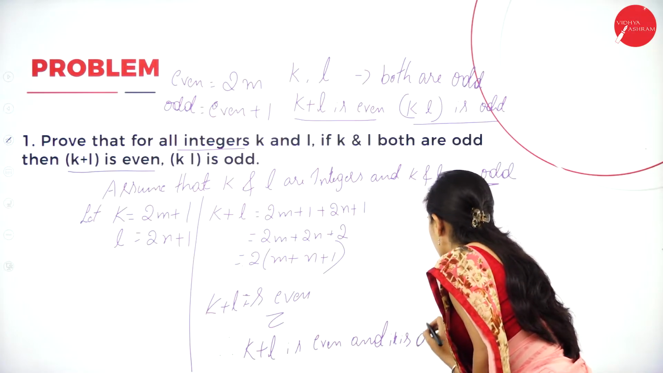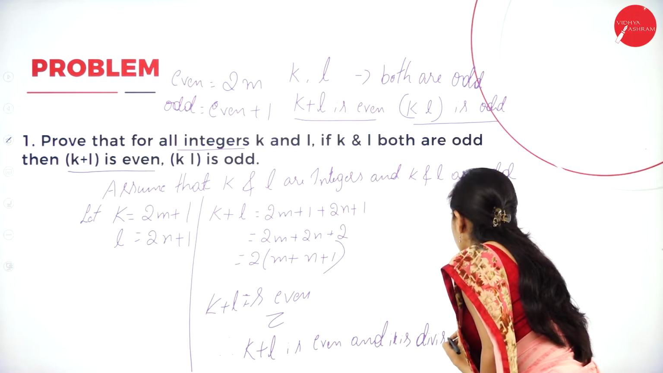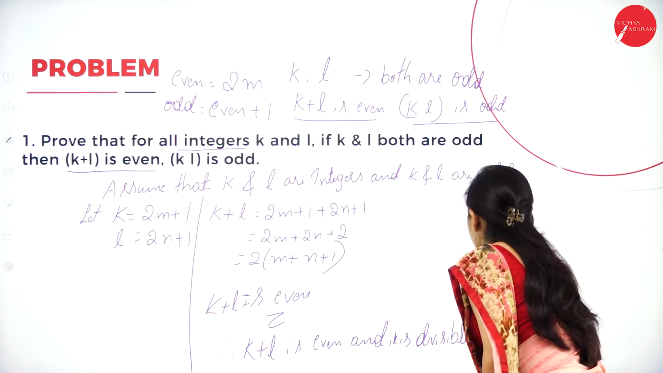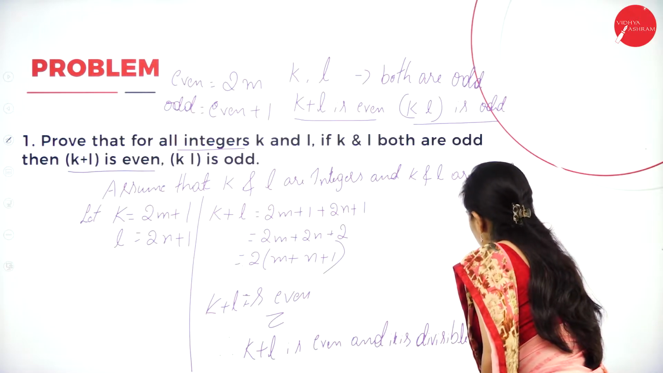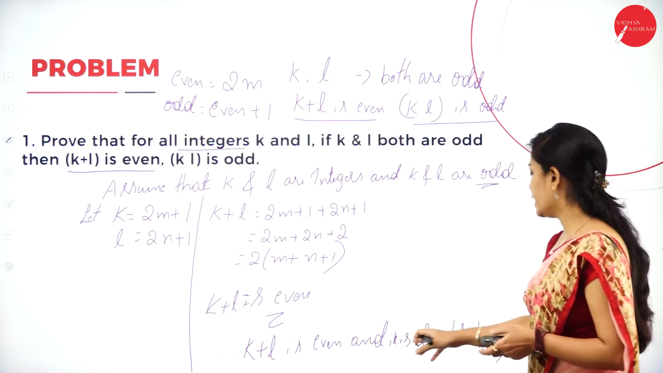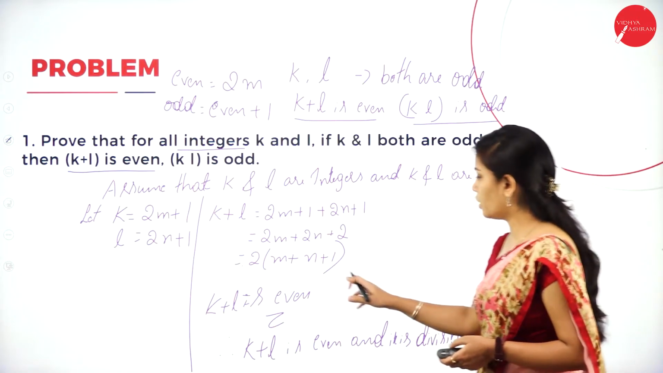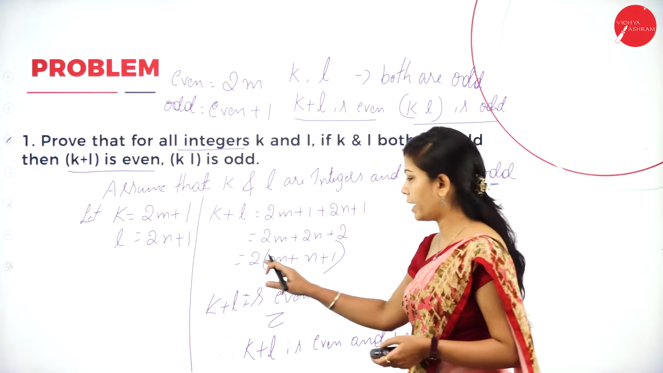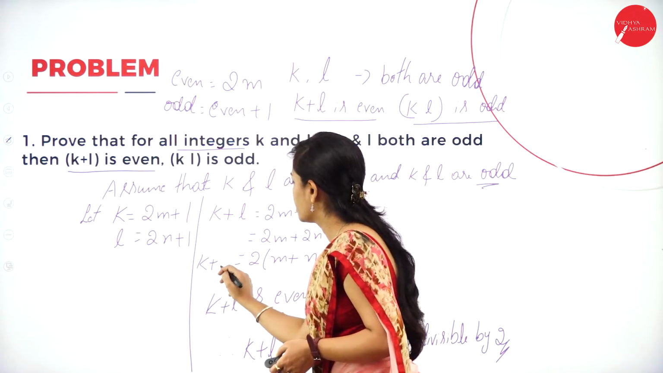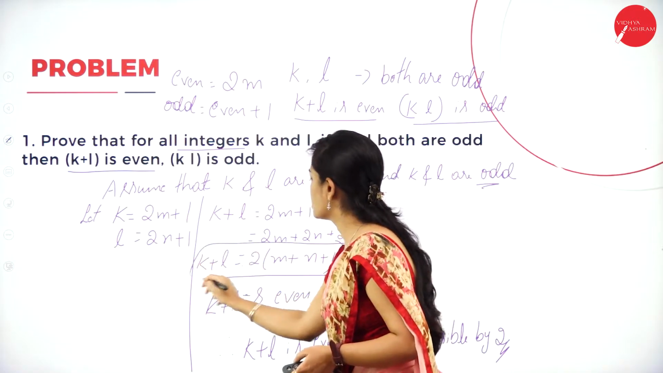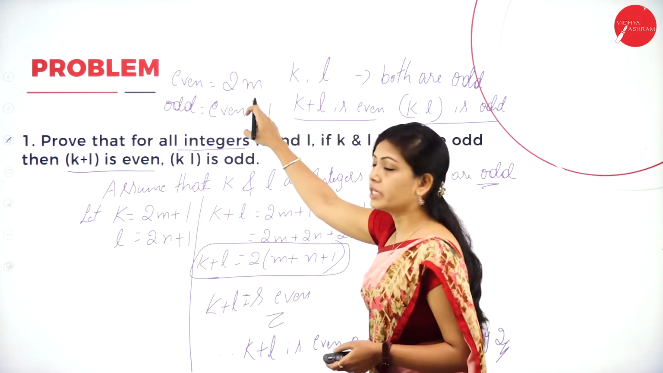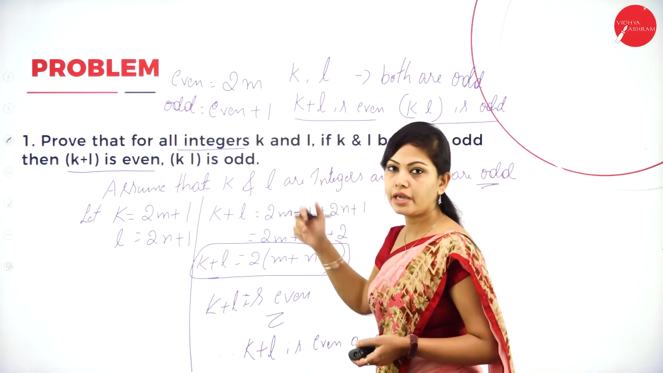And it is divisible by 2. If it is even, it should be divisible by 2, right? So now we got 2m. So k plus L is equal to 2m. This is your answer. So 2m means we can consider it is an even number.